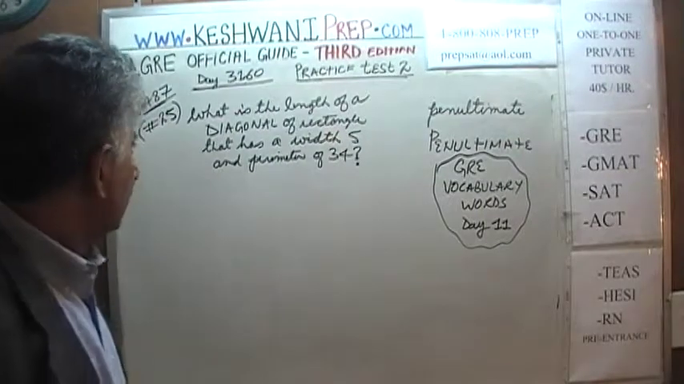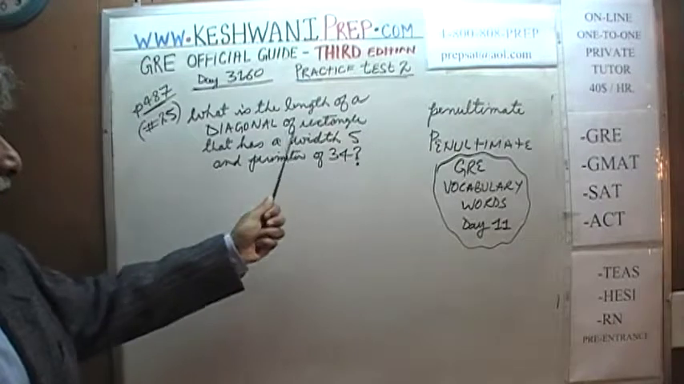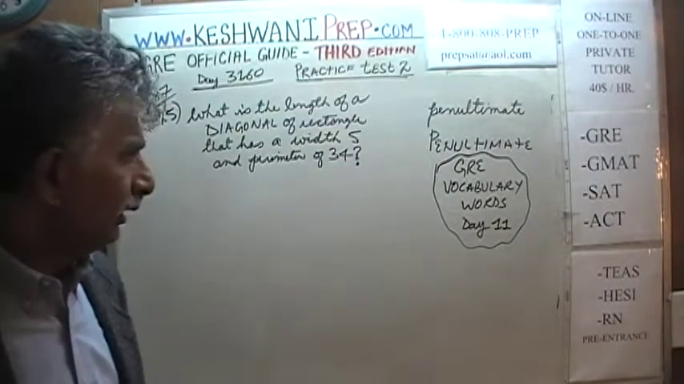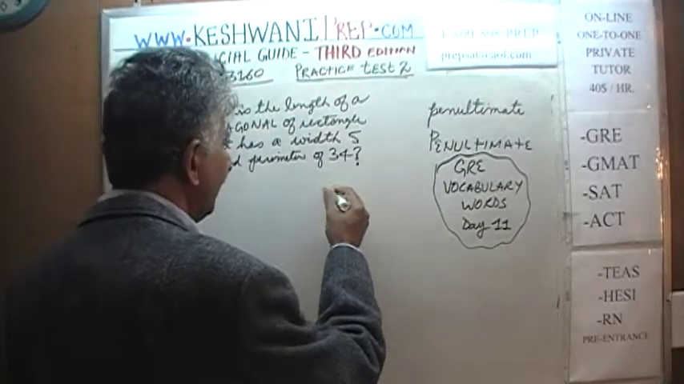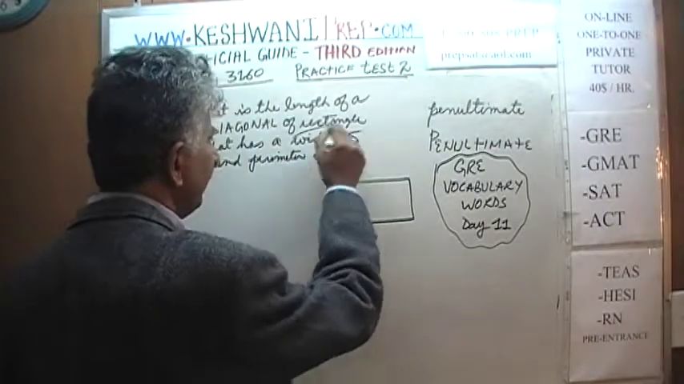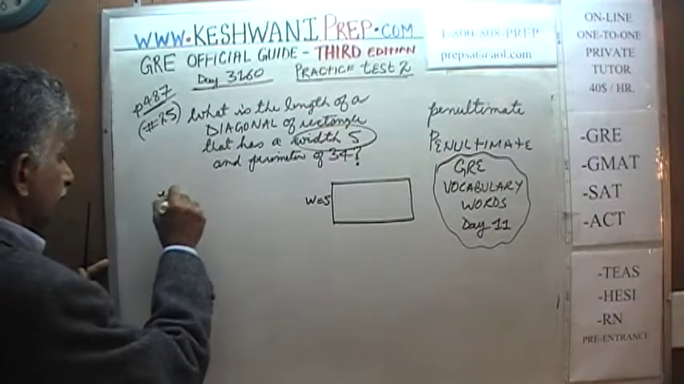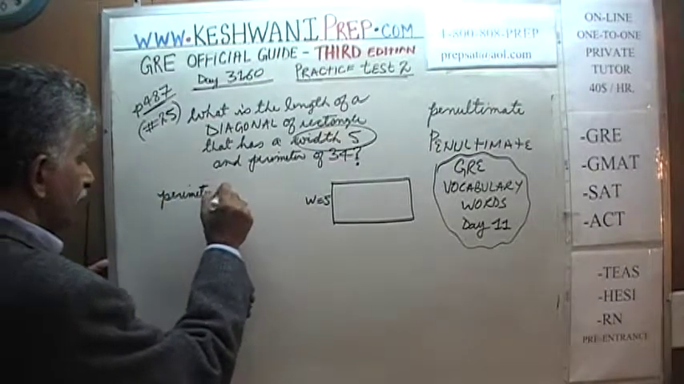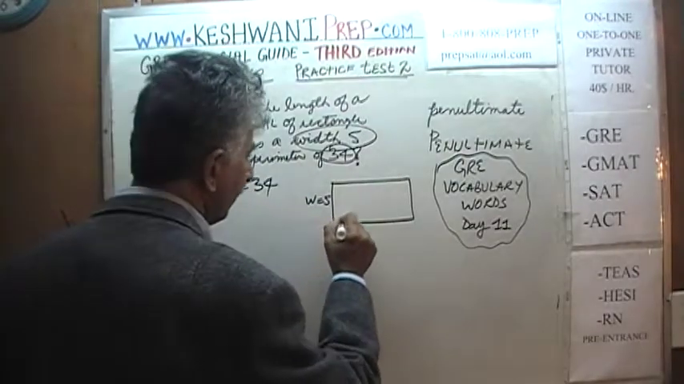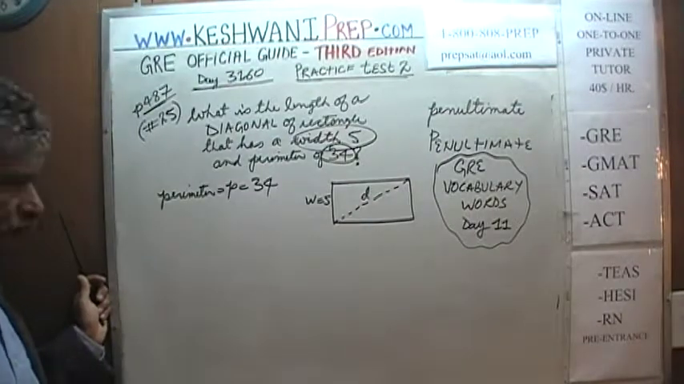Enough of that. Question number 25 simply says, what is the length of the diagonal of a rectangle that has a width of 5 and a perimeter of 34? So there are two conditions we have to fulfill. We have to have a rectangle where the width has to be 5, and the perimeter, let's call it P, has to be 34. And the question is, what is the length of the diagonal? This is what we're looking for, D. Do you understand?